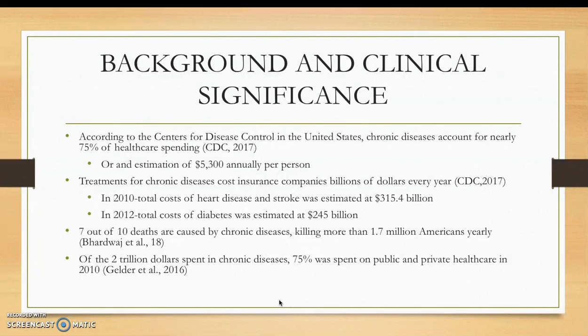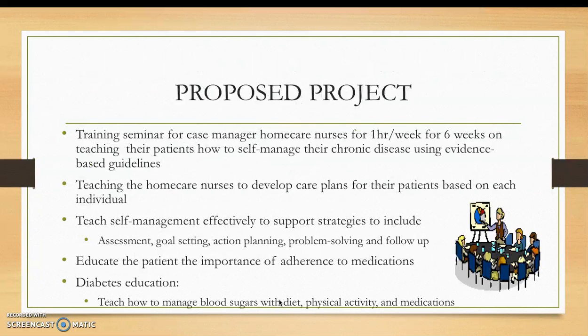7 out of 10 deaths are caused by chronic diseases, killing more than 1.7 million Americans yearly. Of the $2 trillion spent on chronic diseases, 75% was spent on public and private health care in 2010.